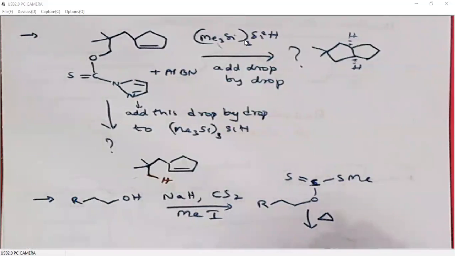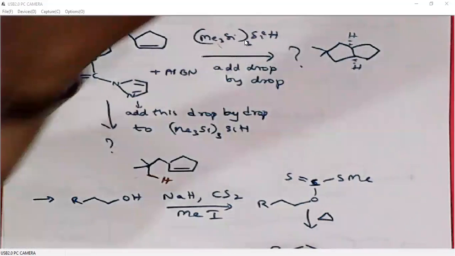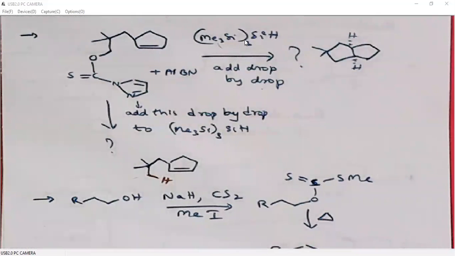But instead of treating with TBTH, if we heat this, if we apply thermal conditions, then what will happen? It will undergo dehydration, leading to alkene generation. Here it is just a simple dehydration process. But what we are doing, we are converting this into a xanthate, and then we are applying thermal conditions.